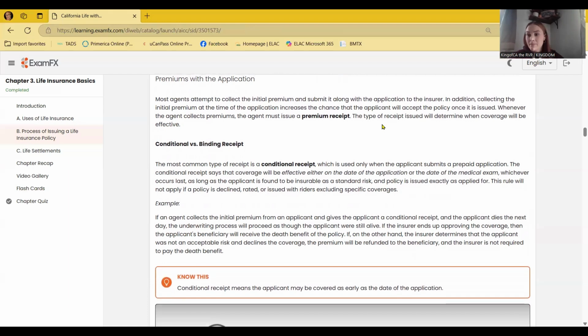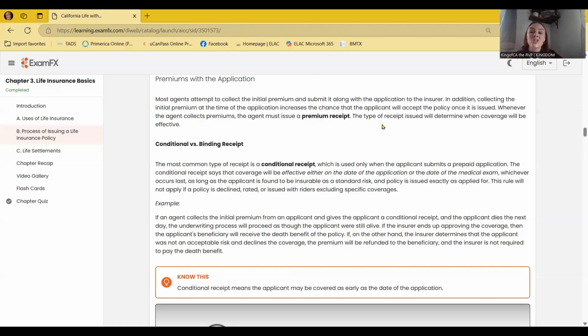When it comes to premiums with the application, most agents, right, are going to collect the premium at the time of application, the first month's premium, right? And submit it along with the application. That way everything kind of goes smoothly. There are really only a few instances where you won't do that, and that's if the money is not readily available right there. Or it's something called COD, cash on demand, right?